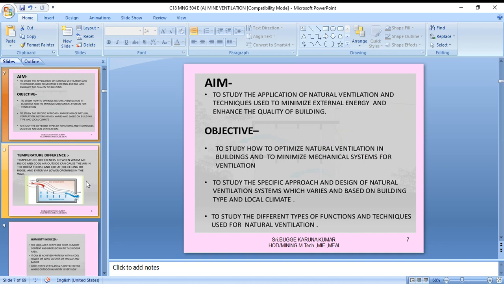Then, to study the applications of natural ventilation and techniques used to minimize external energy and improve the air quality of the building. The objective, whether it is a building or any other structure, is to study how to optimize natural ventilation in a building or a mine, to minimize the mechanical system for ventilation, and to study the specific approaches and design of natural ventilation systems, which vary based on the building or the mine mouth itself and the type and local climate, and to study different types of functions and techniques for the use of natural ventilation.